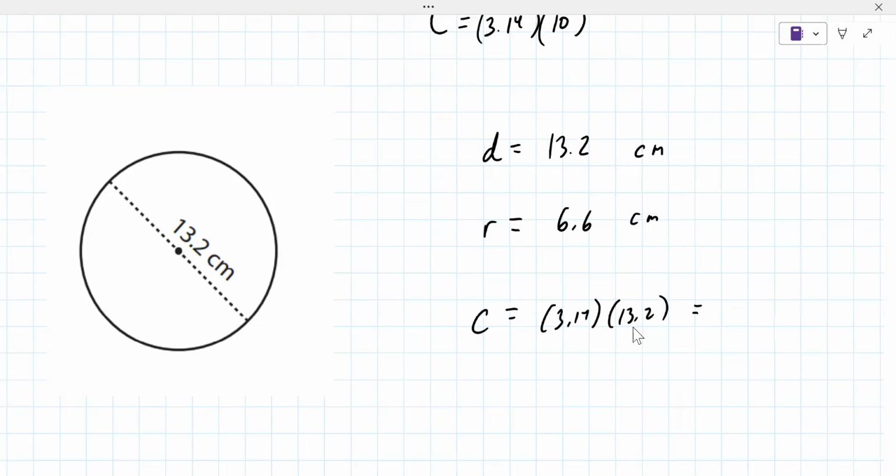Yeah, I got 41.448. Oh, I know what I did. When I was writing down the diameter and the radius, I wrote them in the wrong spots. I wrote that 6.6 wrong. Yeah, just be careful there.